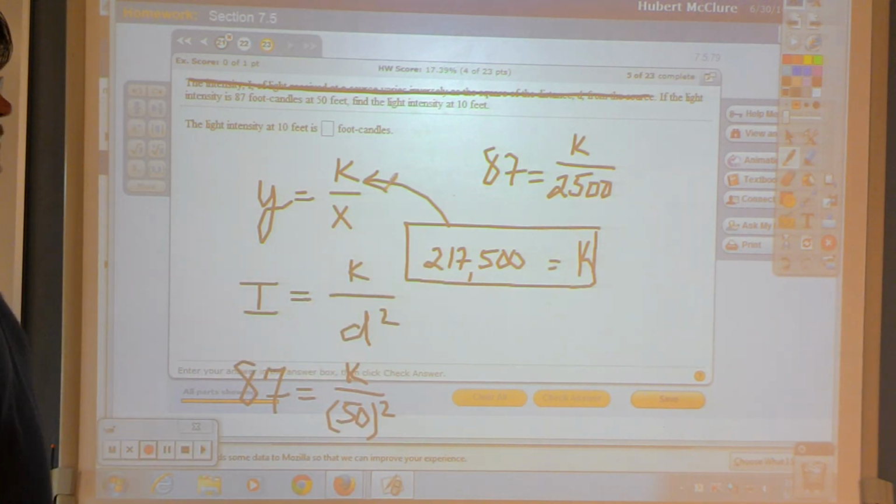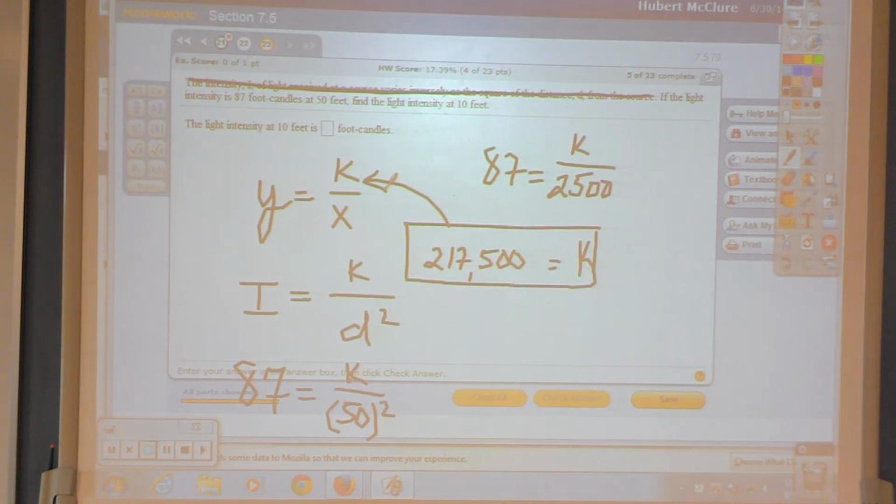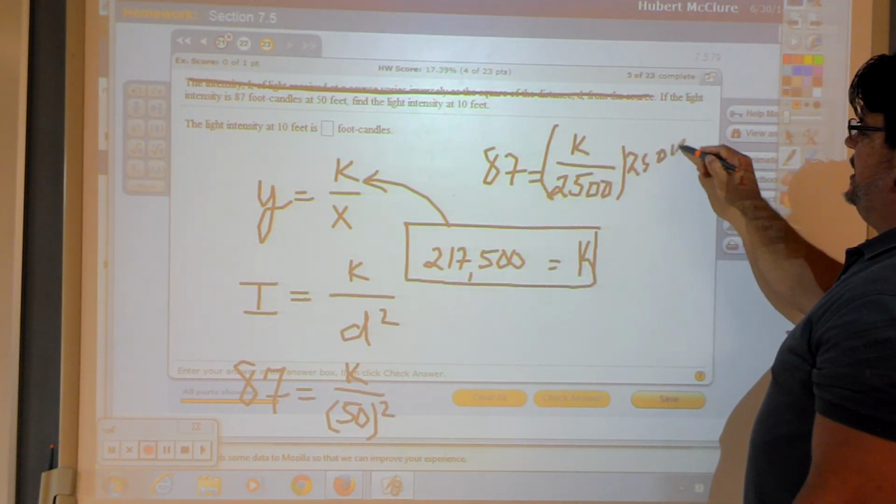Plug it back in and get a new formula. So I'm gonna go ahead and let you catch up on that. What were you multiplying together? Solve for K. The 87. How do you solve for K? Multiply both sides by what? Multiply by 2,500 on both sides.